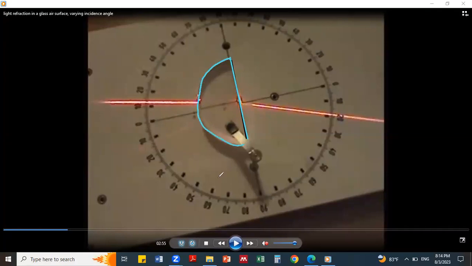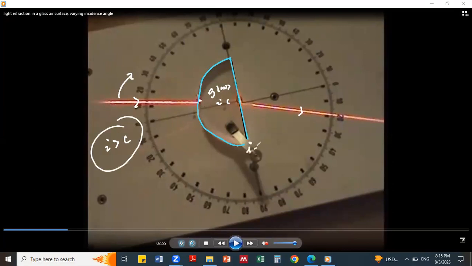Now you can see the ray of light. After that, it is inside the glass. What happened? It is refracted. This is the angle of incidence, measured from the normal. This angle of incidence gradually increases as you move the laser beam away. When it becomes more than the critical angle... when I becomes C, it travels along the interface. When I becomes greater than C, it undergoes total internal reflection.